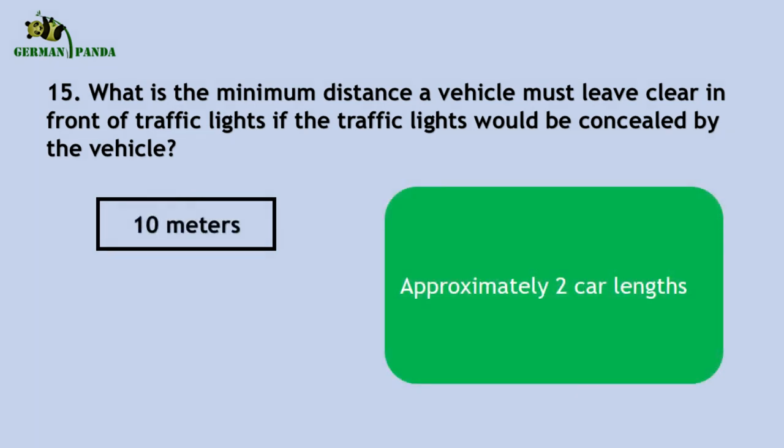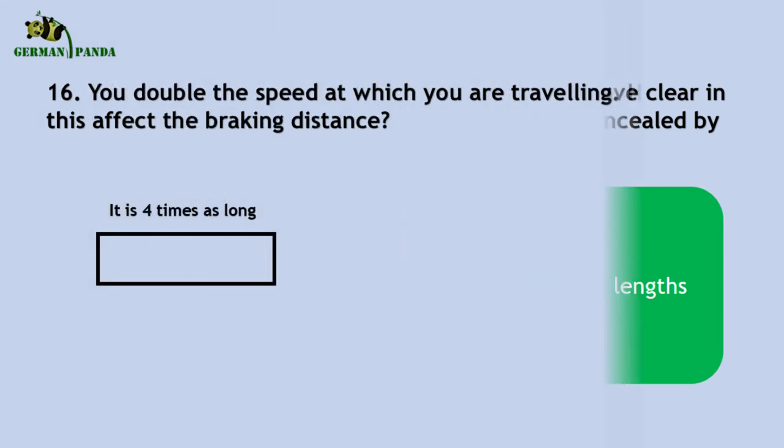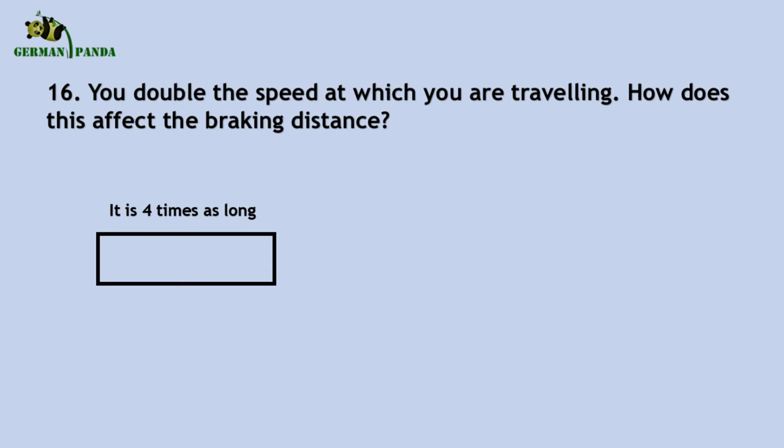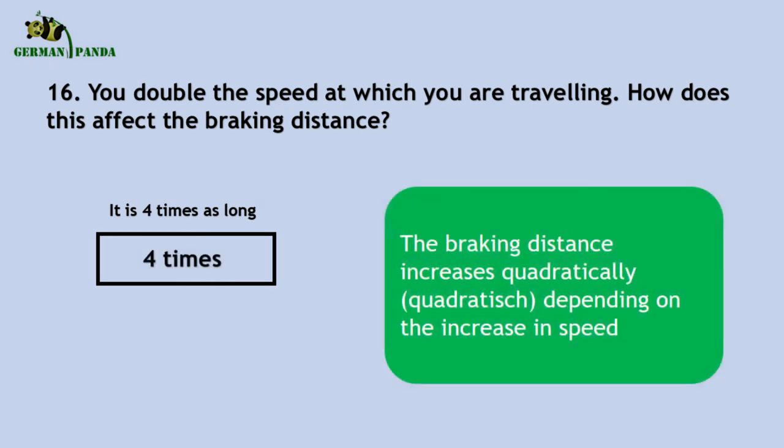(10 meters). Approximately 2 car lengths. You double the speed at which you are traveling. How does this affect the braking distance? It is 4 times as long. The braking distance increases quadratically depending on the increase in speed.